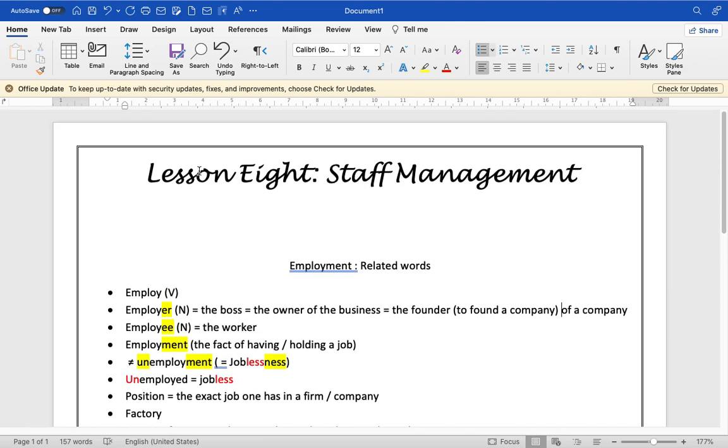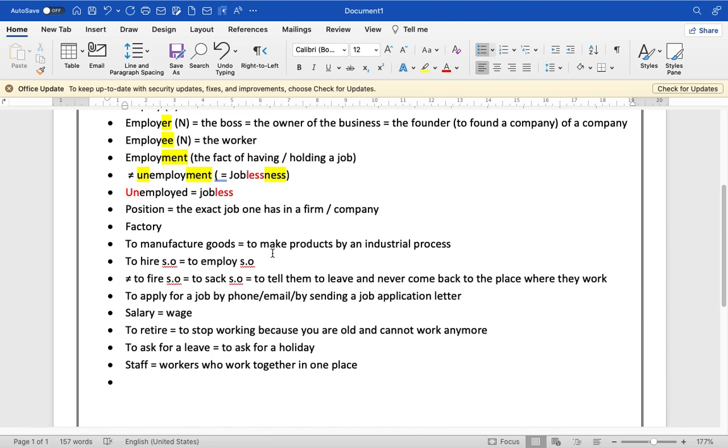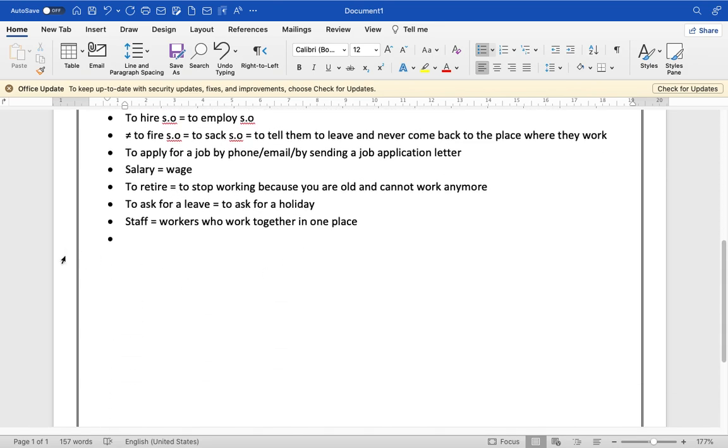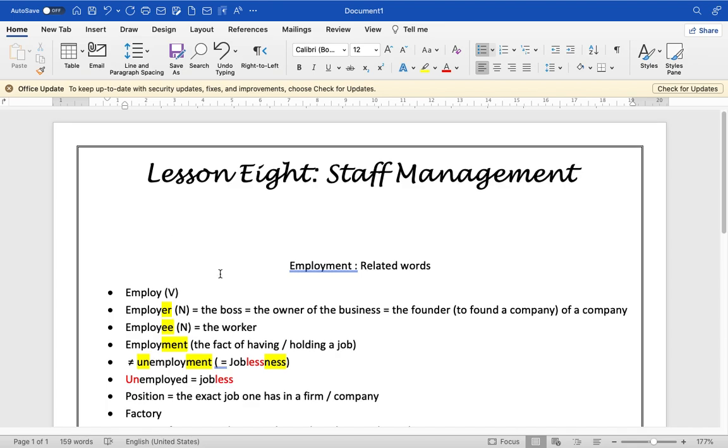So the lesson is entitled Staff Management. By staff, we mean the number of workers who work together in one place or in one company or in one business. And management, let's add that to the list. Management comes from the word to manage a situation or a company, to be responsible for the business, and from there comes the word management, as in what is supposed to be your section and what you are supposed to be specialized in, economics and management.